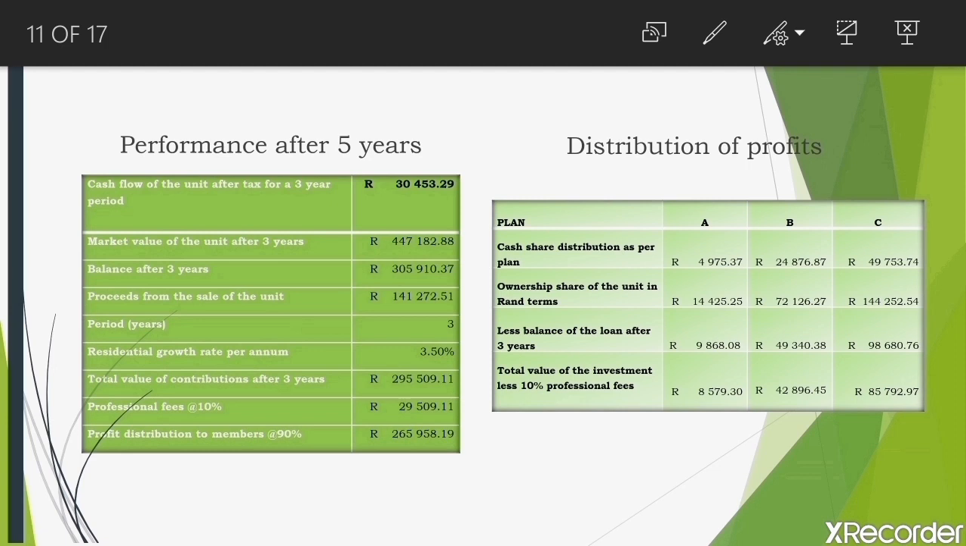If the unit is sold after this period, the proceeds will be 141,000 minus the mortgage loan owing to the financial institution of 305,000. The total value of the Stokvel will be 265,000, where 10% will be paid towards professional fees amounting to 29,500, and 265,900 will be distributed to members or reinvested back into the scheme, giving members an opportunity to plough back their earnings and grow their property portfolio.